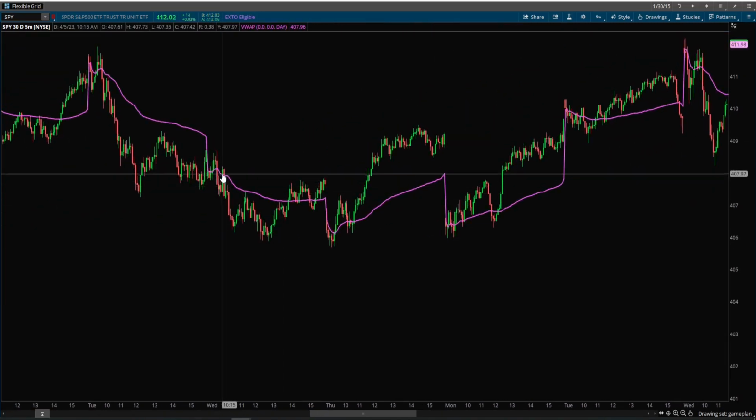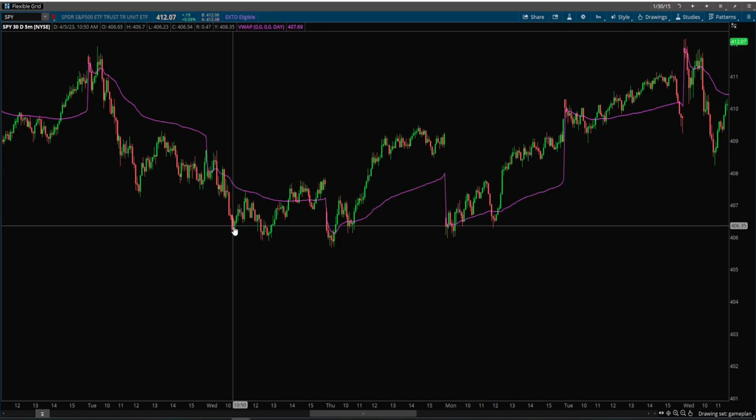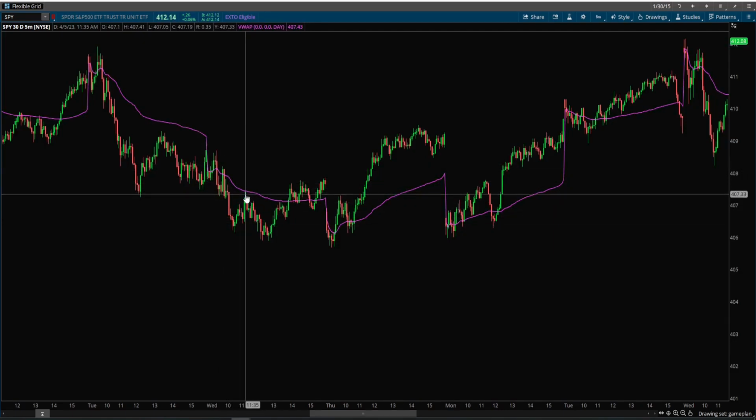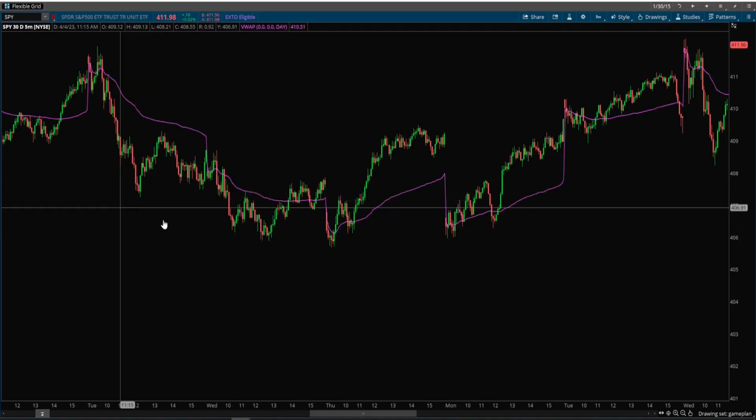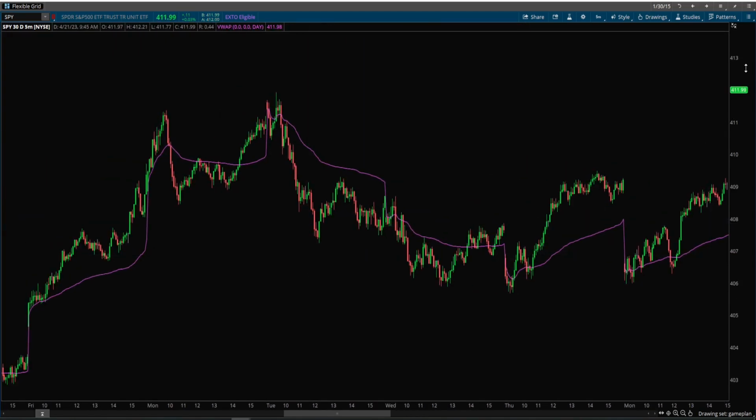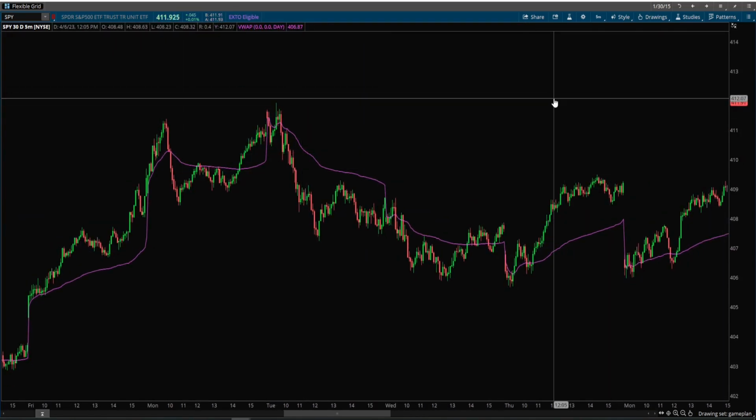And here's another example to the downside. As you can see, breaking down below it, coming up to it as a retest, getting rejection, would have been a great entry point for a short here to take advantage of continued weakness to the downside, right? It is a very key level that pretty much all intraday traders use.